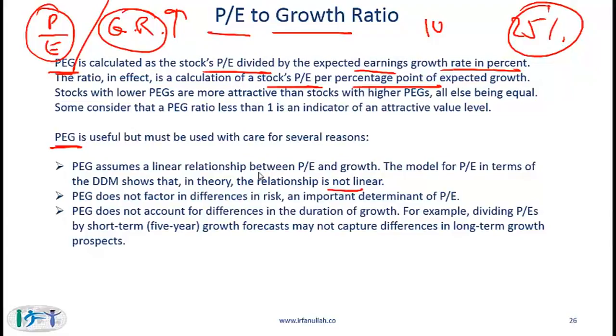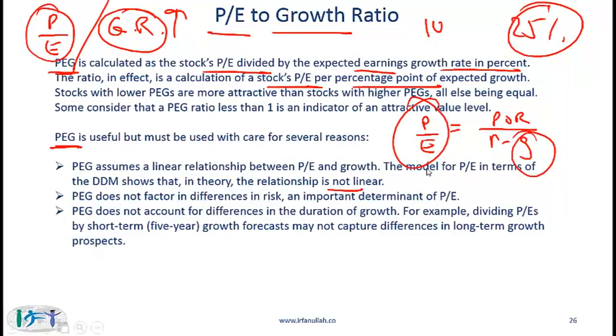So what does that mean? If you look at the PE ratio based on fundamentals, what is this equal to? It's the payout ratio divided by R minus G. When you look at this ratio, while we do say that a high growth rate should mean a high PE, is the relationship between PE and growth linear? It's not. Whereas the PEG ratio sort of assumes that it is.